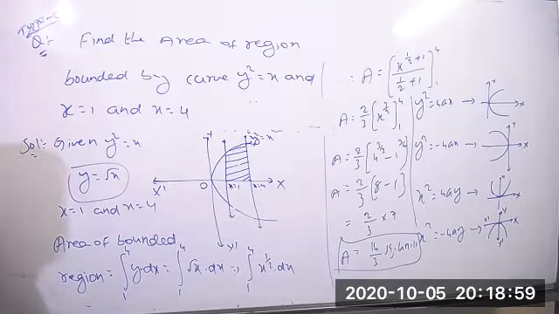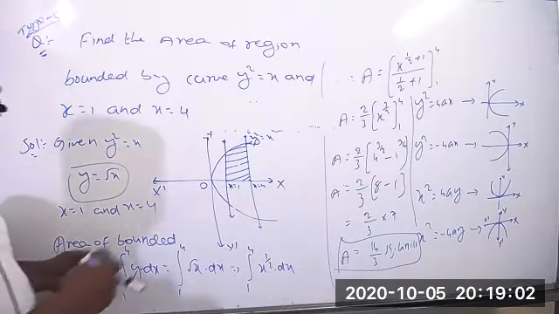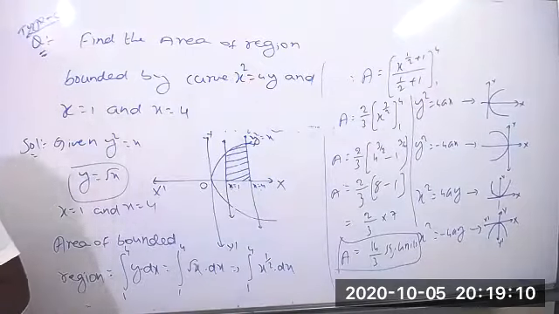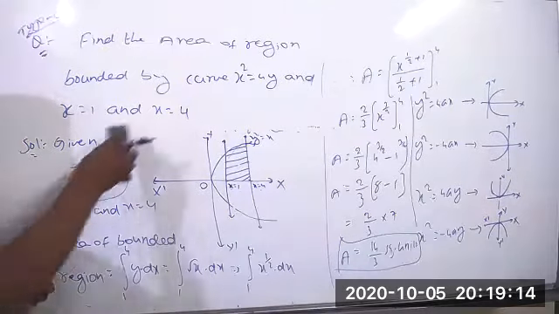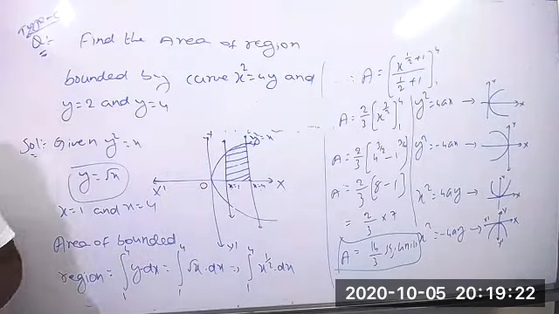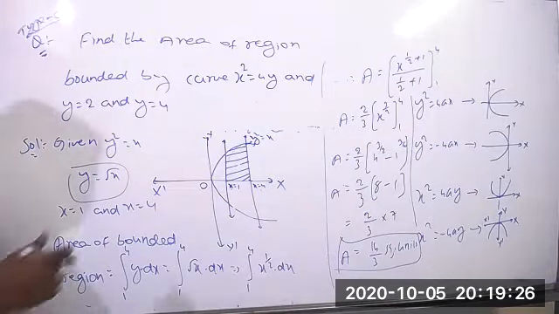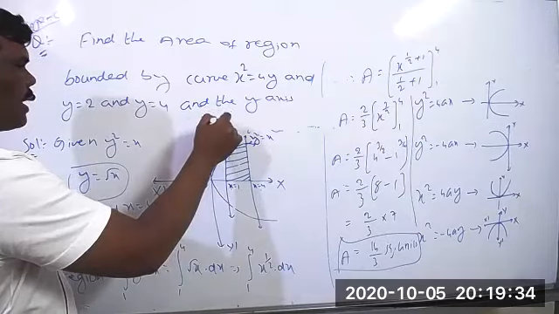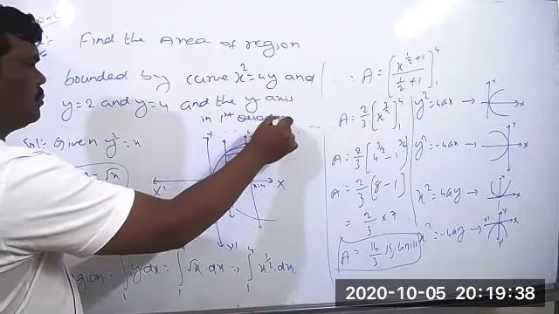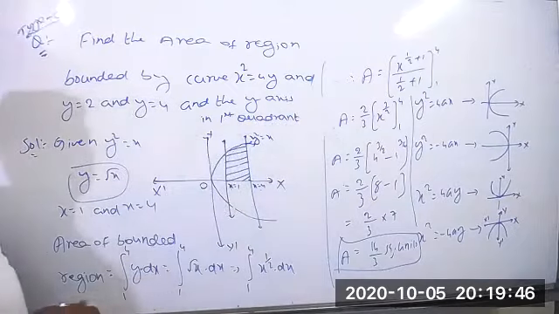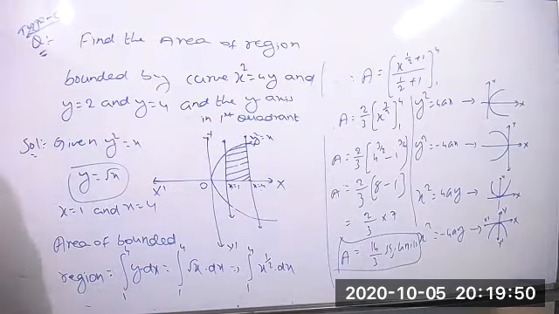Next, find the area of the region bounded by the curve x square equal to 4y, y equal to 2 and y equal to 4, and the y-axis in the first quadrant. Try now, all of you.